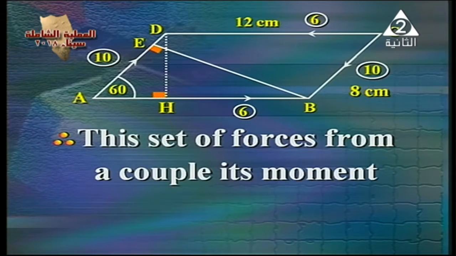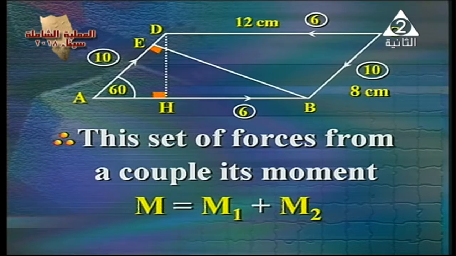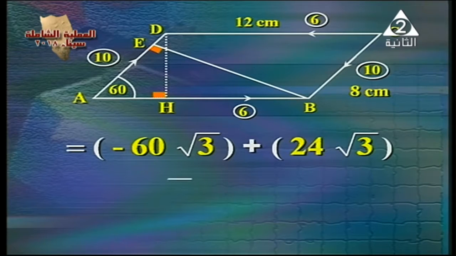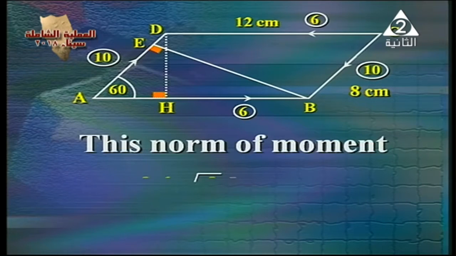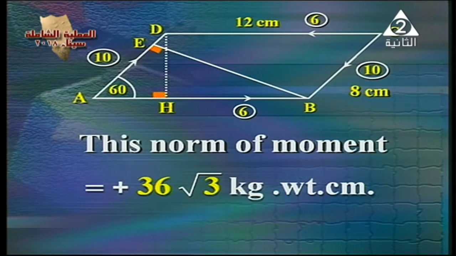This set of forces from a couple, its moment M equals M1 plus M2. We add M1 plus M2, the moment becomes negative 60 root 3 plus 24 root 3, which is negative 36 root 3 kilogram weight dot centimeter. The norm of the moment, as positive sign, must be equal to positive 36 root 3 kilogram weight centimeter.